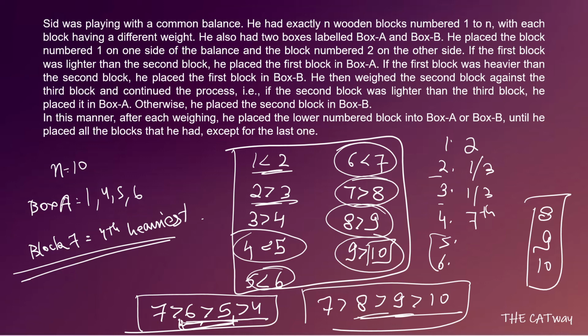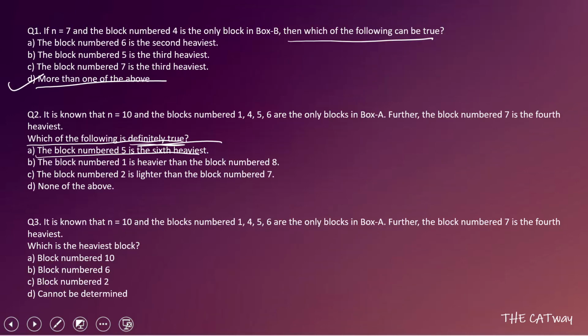We do not know whether 6 or 8 is heavier. We cannot say anything about that, because they are two different things. So it is a possibility that 8 and 9 will come here, and then 10, and then 6, 5, 4. This will also be a correct case. In this case 5 will be occupying the 9th heaviest position. So option A is a possible case, but not a definite case, so we can cancel out this option.